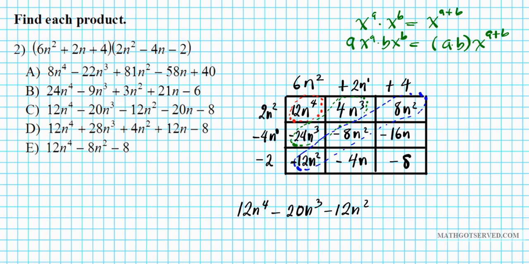And then first degree terms, we have negative 16n and positive 4n. They're like terms. Combine those two, we are going to have negative 20n. And then we're left with our constant right here, negative 8. It has nothing to be combined to, just like 12n to the 4th. So we have minus 8. Our correct answer is option letter C.